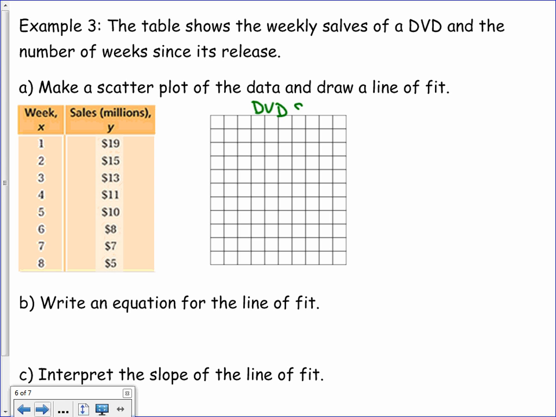So DVD sales, we have weeks for the x's: 1, 2, 3, 4, 5, 6, 7, 8. And then we have the sales in millions of dollars. It looks like the lowest is 5 and the highest is 19, so we'll just go up by 2's.